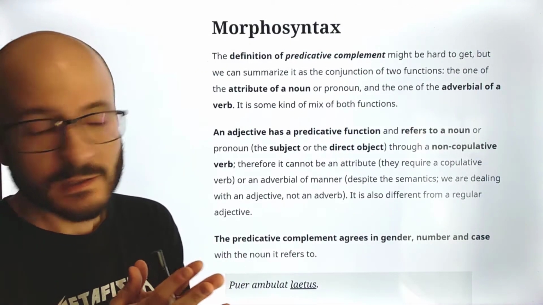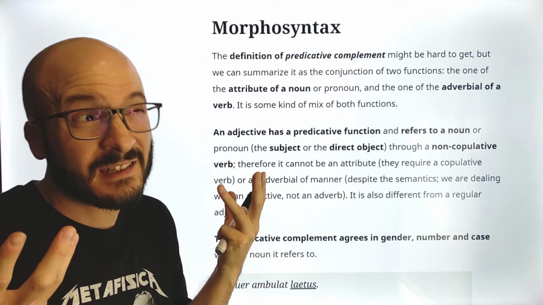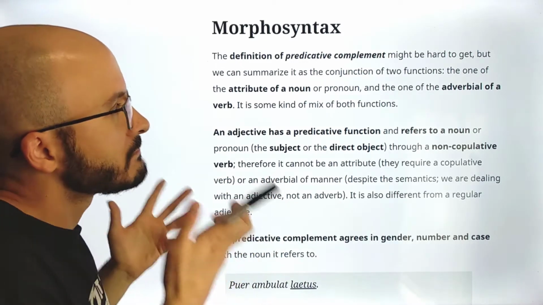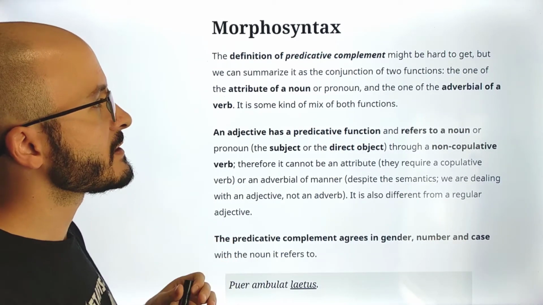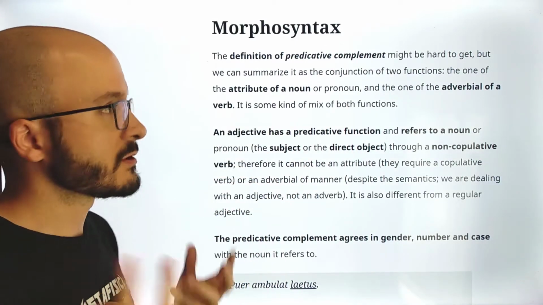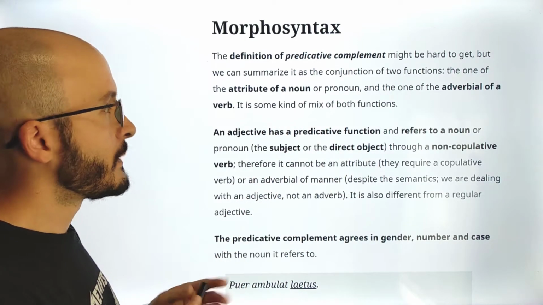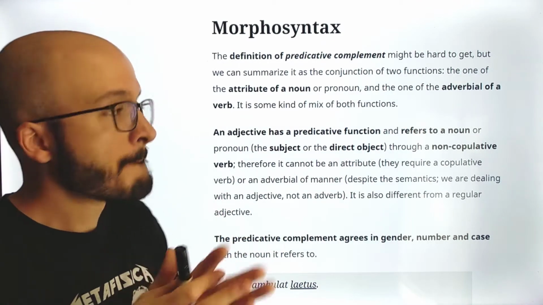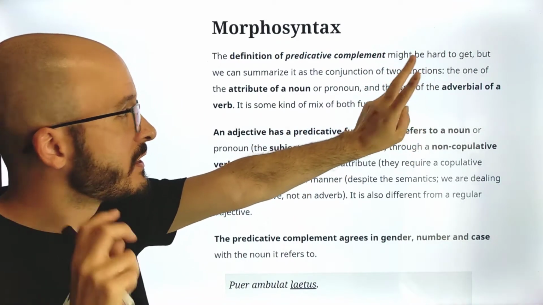Okay, morphosyntax. The definition, again, is kind of like a ghost definition. Technically it is correct, but it really doesn't say much. The definition of predicative complement might be hard to get, but we can summarize it as the conjunction, the union of two functions: the one of the attribute of a noun or pronoun, and the one of the adverbial of a verb. It is some kind of mix of both functions. Probably you still didn't get anything, but try to just remember these two things.